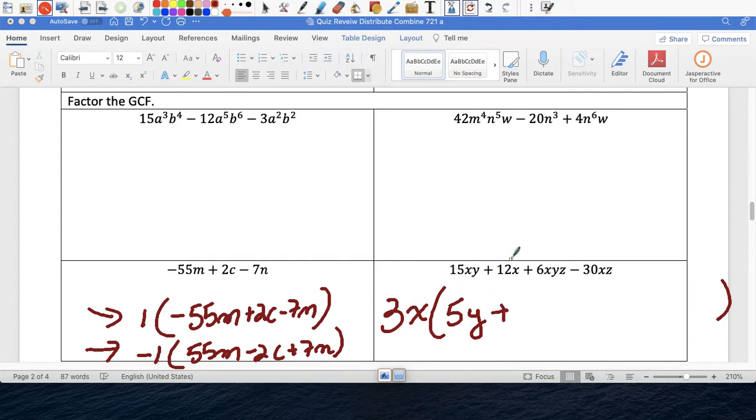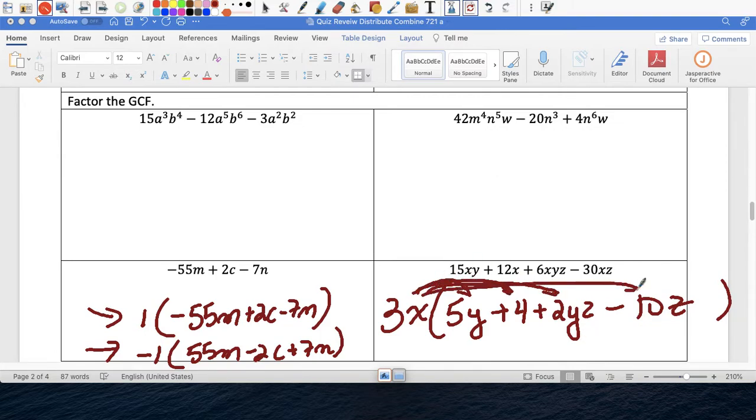3x times what gives me 12x? It would be just 4. 3x times what will give me 6xyz? It would be times 2yz. And then 3x times what will give me 30xz, or well, 3 times what is 30? It's 10. Well, the x is already there, so I don't need the x, but I need the z. Again, if you're unsure, just do the distributive property. Let's see if you get the original expression.